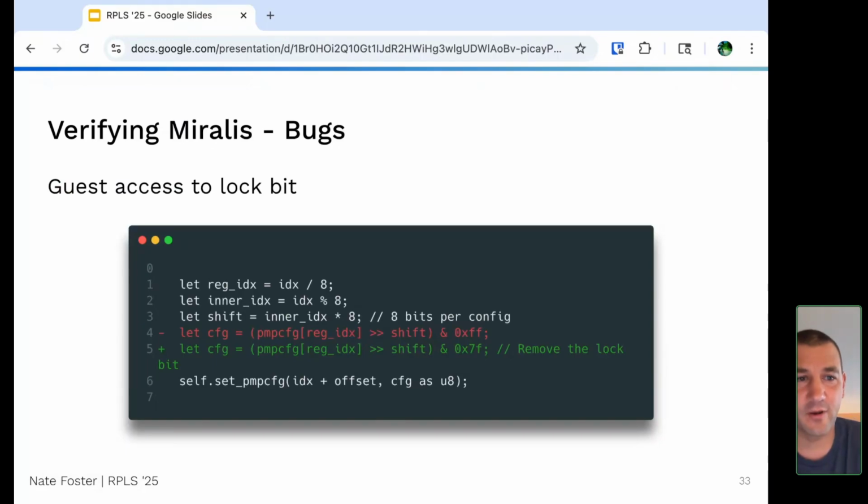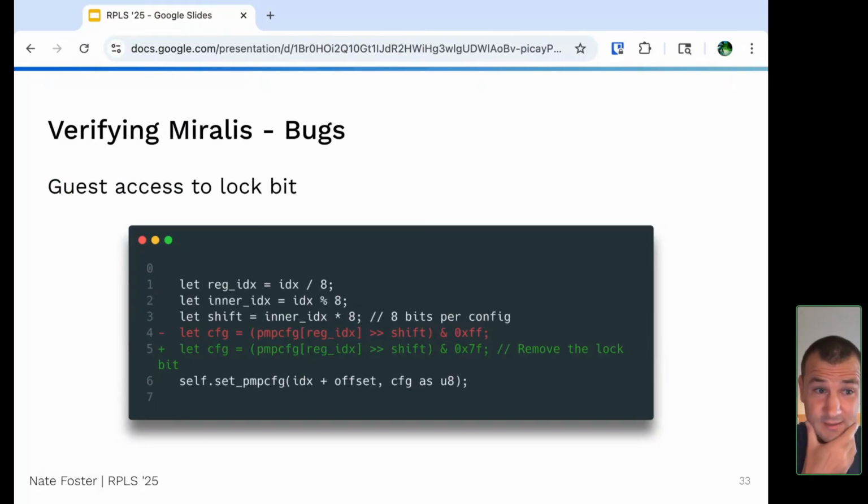So here's a snippet of code that's involved in memory protection. It's the code that transforms the virtual machine's physical memory protection into the host's physical memory protection. And here the bug that existed in the code base was that Morales forgot to mask out the lock bit when mapping the virtual physical memory protection bits into the host one.